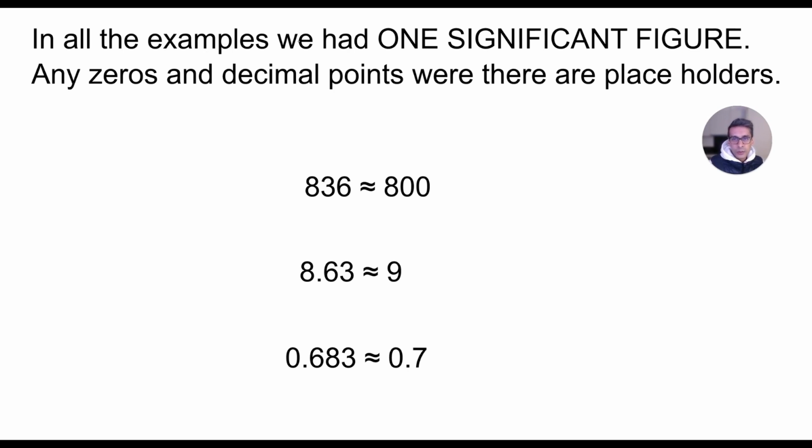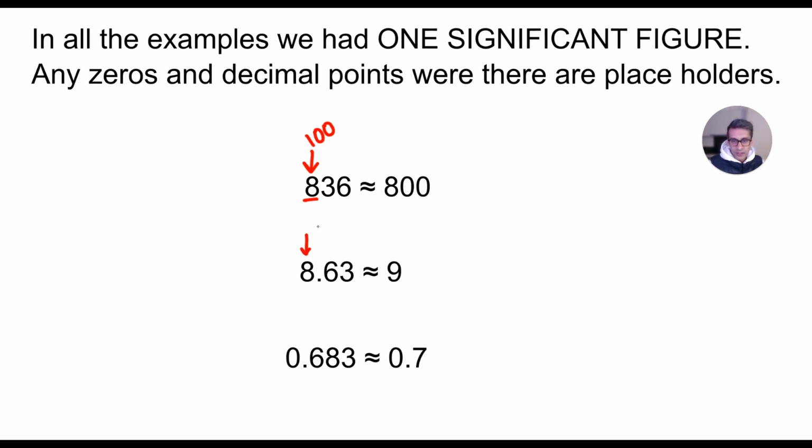In all the examples we've had one significant figure. Any zeros and decimal points were there just as placeholders. So here are some examples. These are all correct examples of rounding. We can see the first significant figure is 8. That's in the hundreds column. So rounding to the nearest hundred is going to be 800.